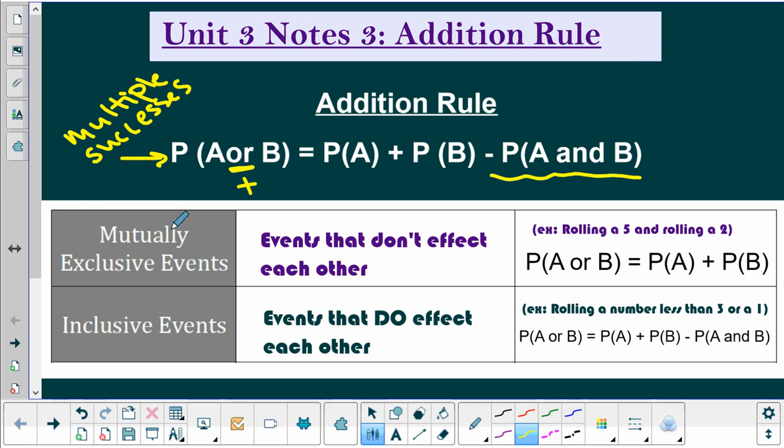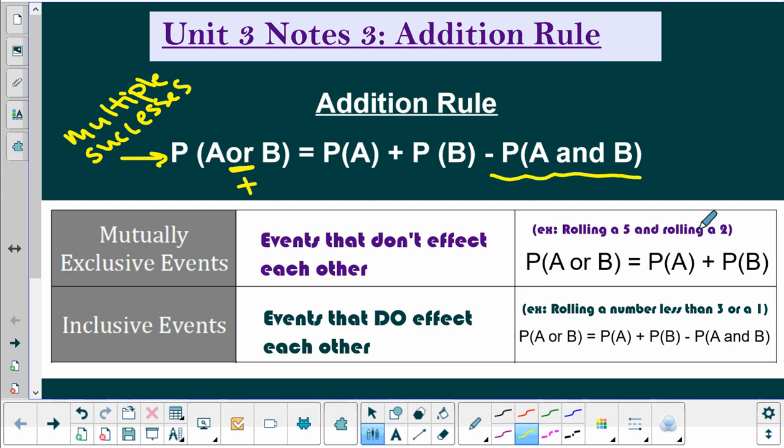So let's talk about the difference between mutually exclusive events and inclusive events. Mutually exclusive events are events that don't affect each other. An example of that is rolling a 5 and rolling a 2. Rolling a 5 has one success, a 5, and rolling a 2 has one success, a 2, and those two events don't have any crossover. They don't have any results that could happen in both categories. When you want the probability of rolling a 5, your only option is a 5. Rolling a 2, your only option is a 2. They don't affect each other.